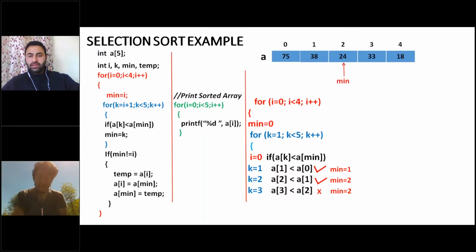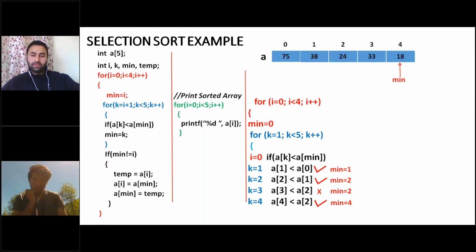It will not change. After this, value of k will increase to 4, and at this time a of 4 is less than a of 2. This is true. So now minimum will be set to 4 because you have written statement min equal to k. So min has been set to 4 now. Min will point to the 4th location. Okay, in this way you have found minimum element in this array, that is 18, and it is at location 4.